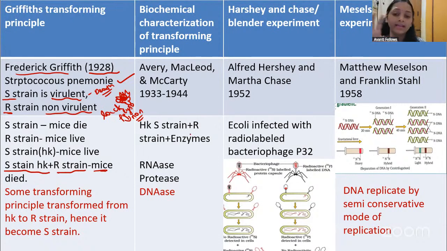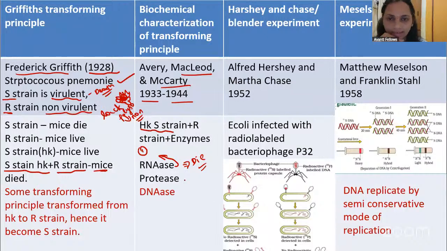Then again, three scientists, Avery, MacLeod, and McCarty, continued the experiment from 1933 to 1944. They continued with the transforming principle. For the biochemical characterization of the transforming principle, they took the heat killed S strain plus R strain, but before injecting into the mice, they added enzymes. First, they added RNase to the heat killed S strain plus R strain. Even then the mice died. So the RNA is not acting as a genetic material.